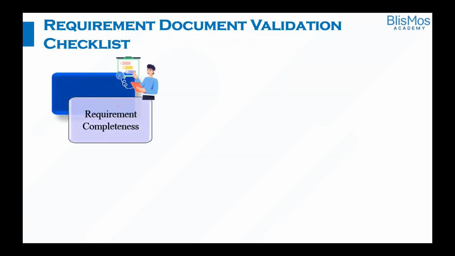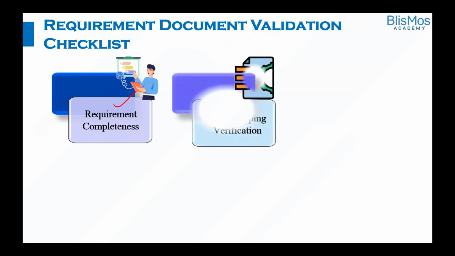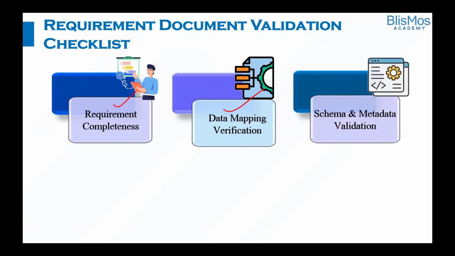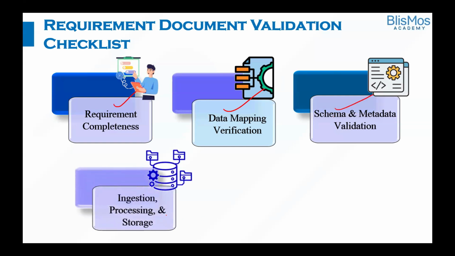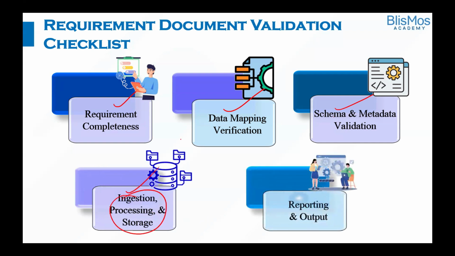We will be looking at whether the requirement is complete or not through a requirement completeness check. Then we'll also check data mapping verification. We will check schema and metadata validation. We'll check ingestion, processing, and storage. And we'll also check reporting and output. We'll look at all these types of validation one by one in our next video.